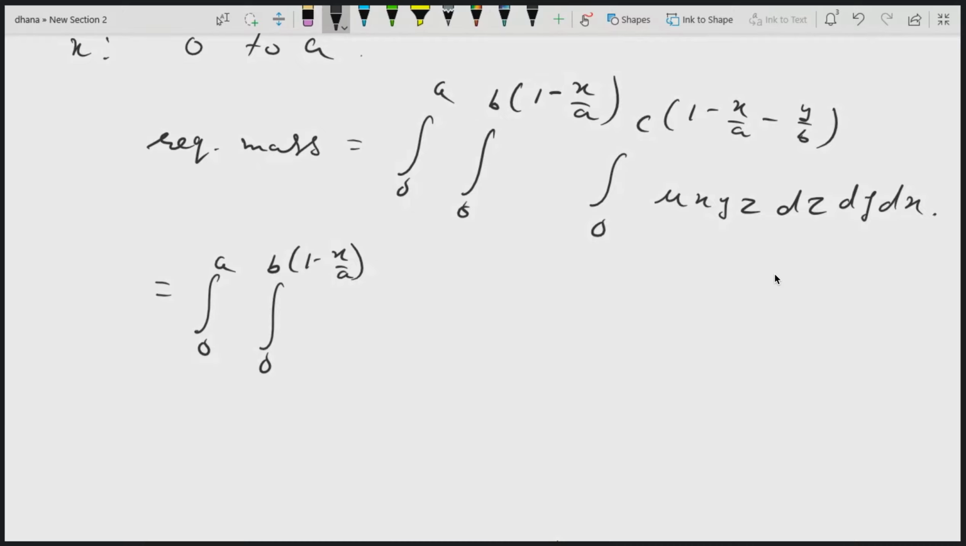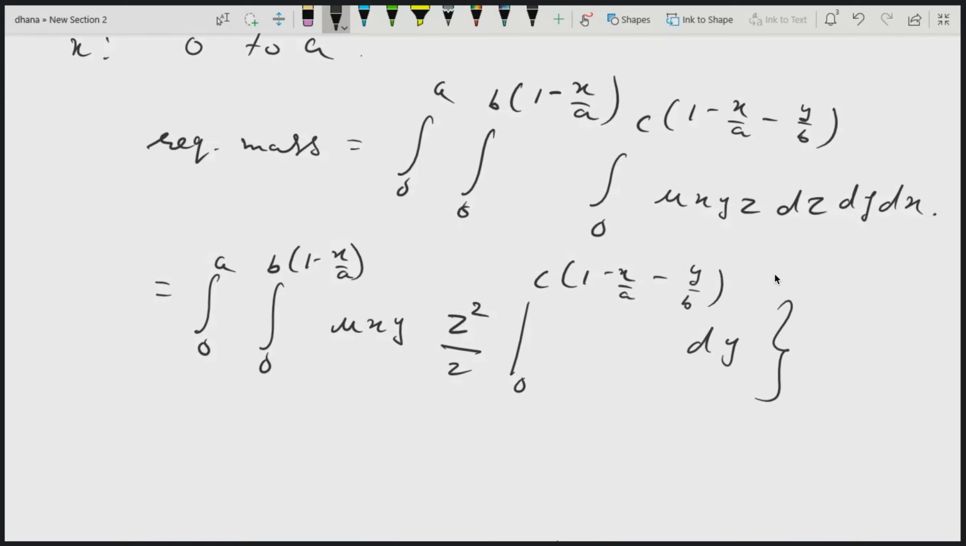Okay. So first you integrate, so you have mu x y as it is, and z you will integrate with respect to z, so that will be z square by 2, limit 0 to 1 minus x by a minus y by b, you will get dy, and this whole thing dz dx. Mu you can write outside, by 2 you can write outside. Upper limit when you put, you will get a c square also, that also I'll write outside.